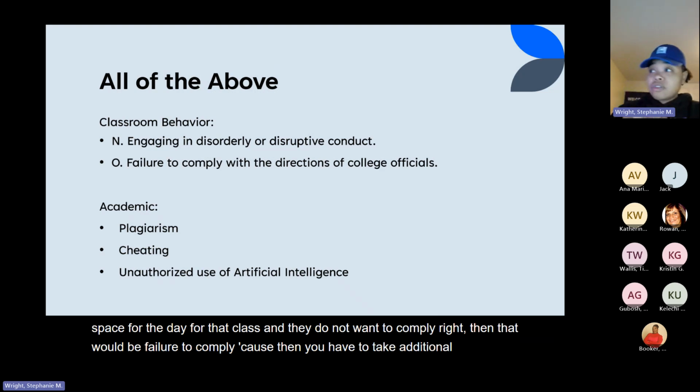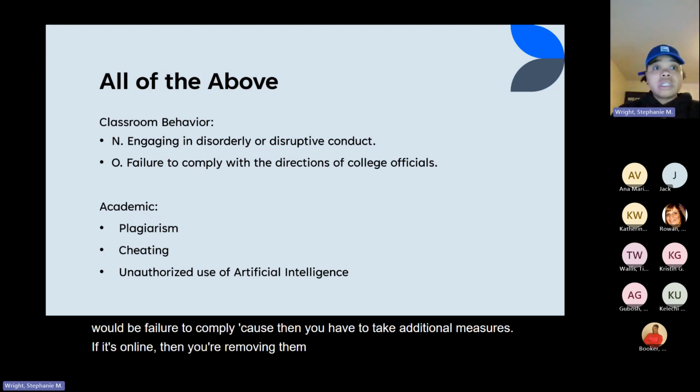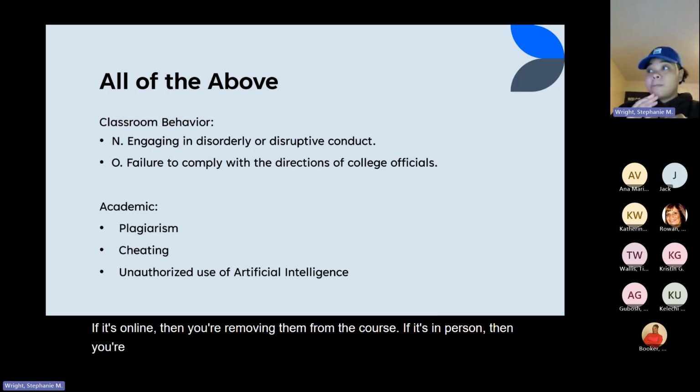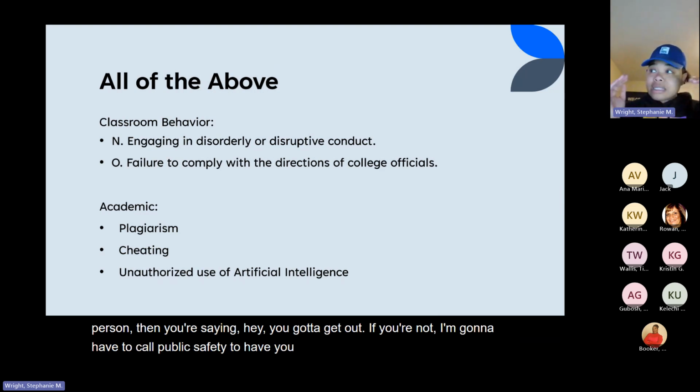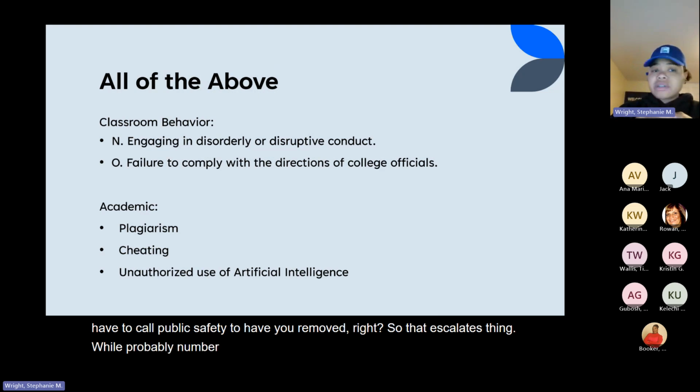If it's online, then you're removing them from the course. If it's in person, then you're saying, hey, you got to get out. If you're not, I'm going to have to call public safety to have you removed, right? And so that escalates things. So while probably number one will be academic integrity, those other two aren't far behind.